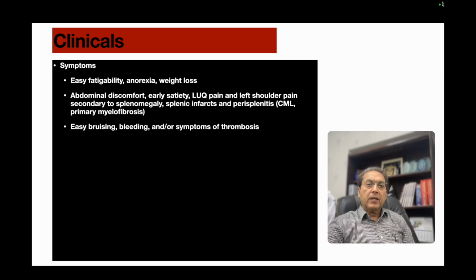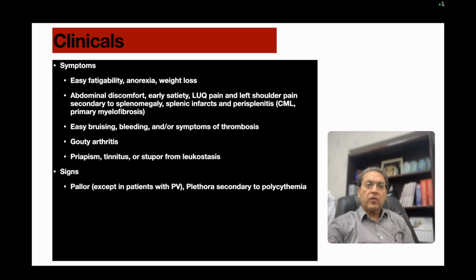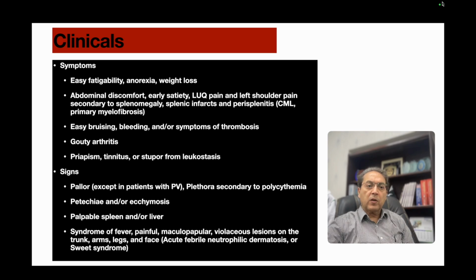Easy bruising, bleeding. There may be symptoms of thrombosis. Patient may have gouty arthritis. There may be priapism, tinnitus, or there may be stupor because of the sluggish circulation caused by leukostasis in the brain. Then on examination, you find pallor. In Polycythemia Vera, there may not be pallor. In fact, there may be plethora. There may be petechiae and ecchymosis. There may be palpable spleen, or sometimes liver may also be enlarged.